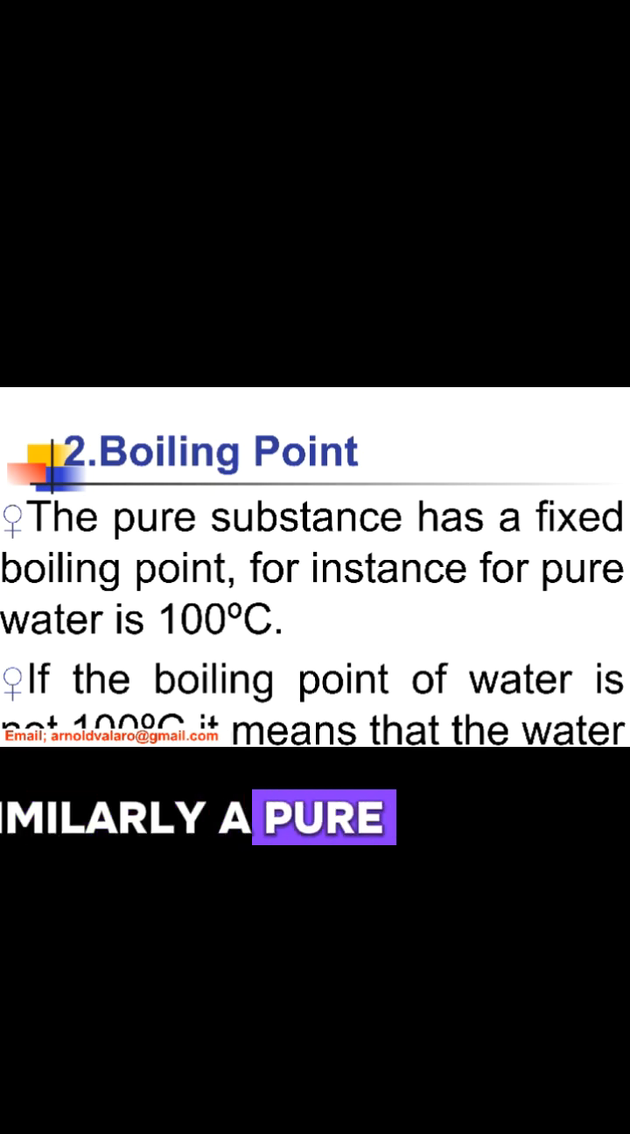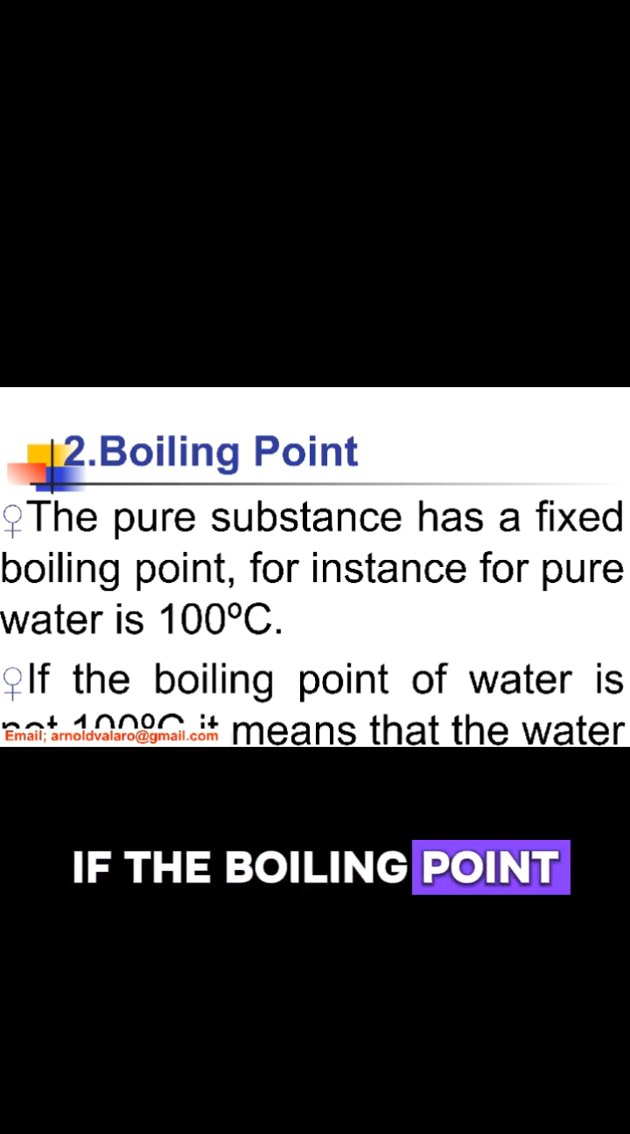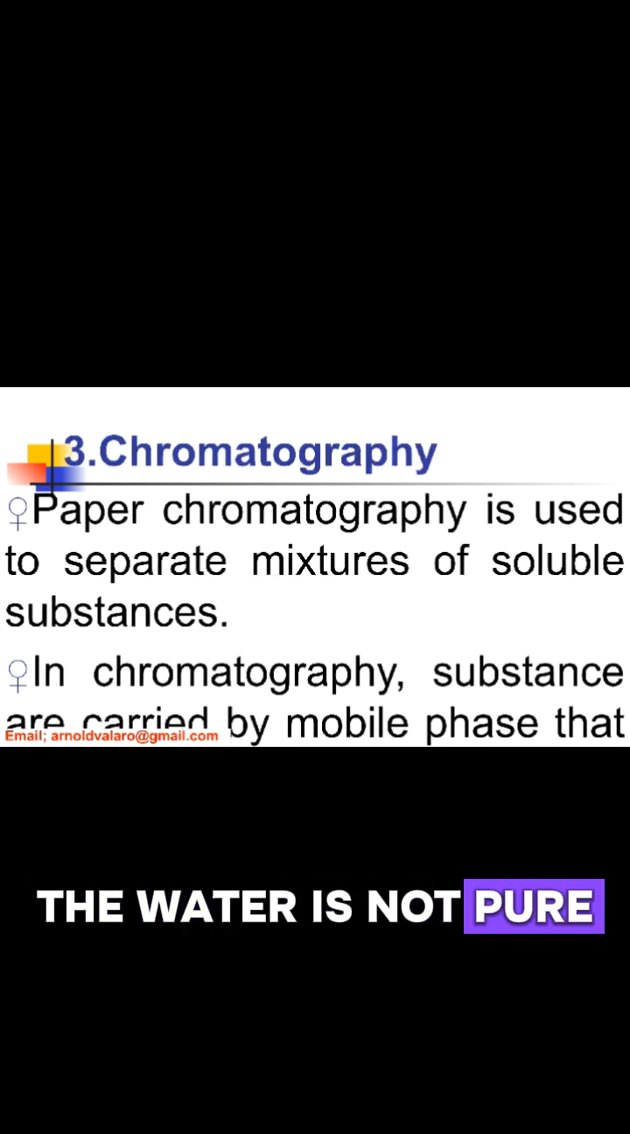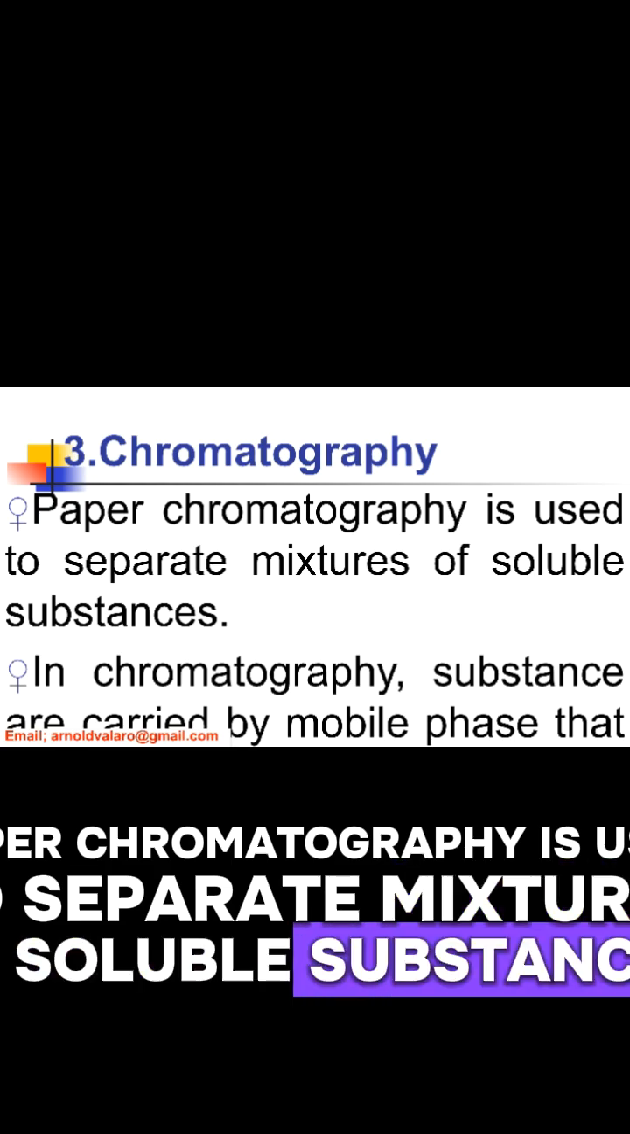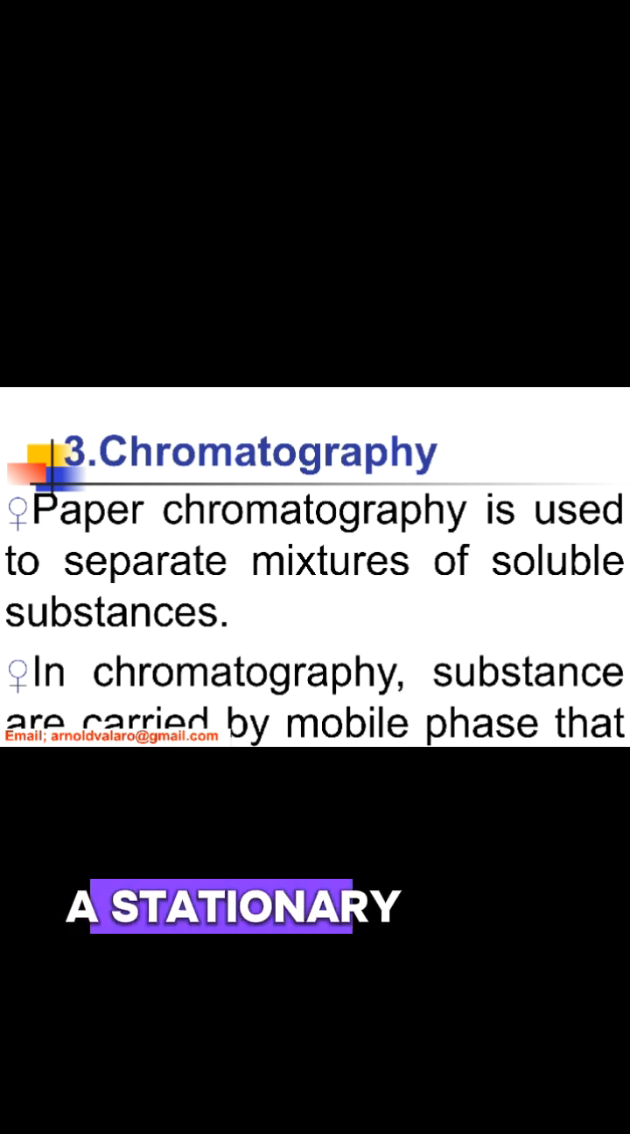Similarly, a pure substance has a fixed boiling point. Pure water boils at 100 degrees Celsius. If the boiling point is different, the water is not pure. Paper chromatography is used to separate mixtures of soluble substances. Substances are carried by a mobile phase moving through a stationary phase.